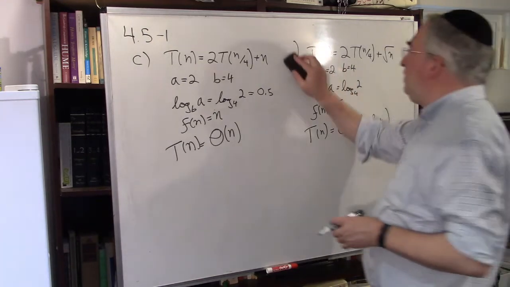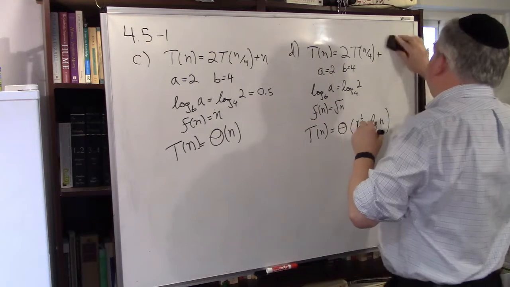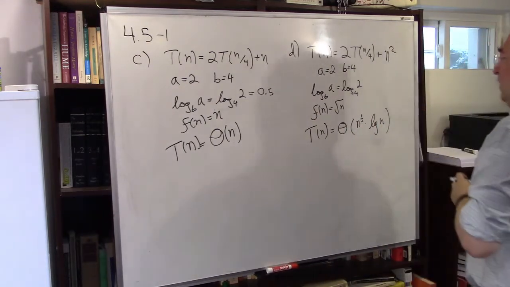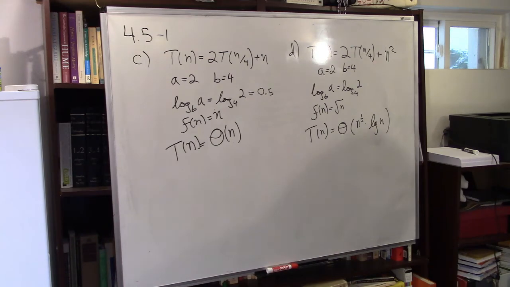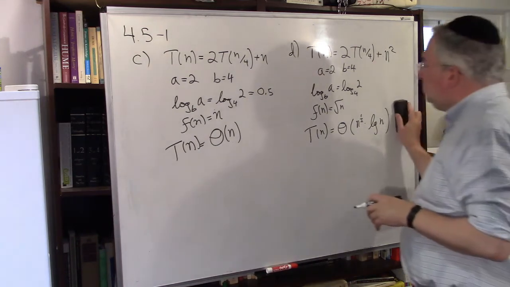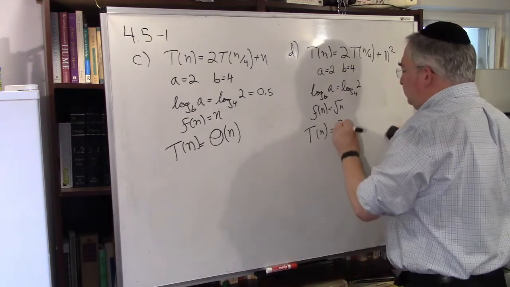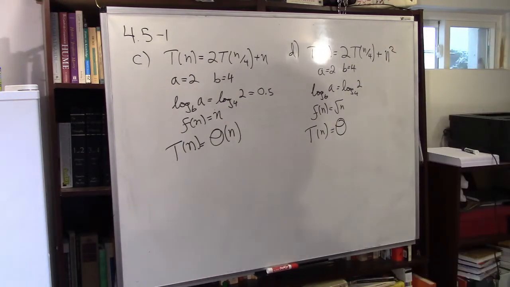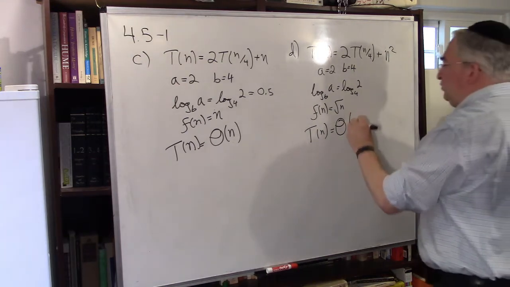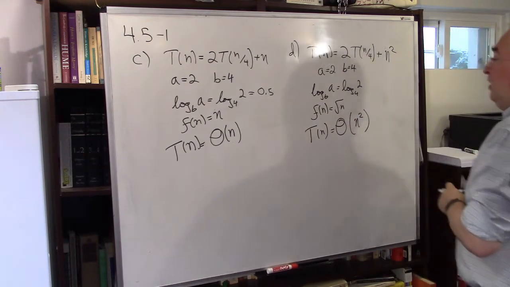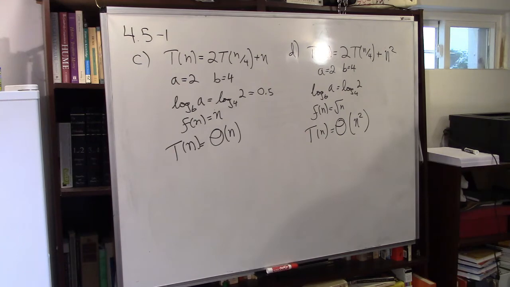D is n squared. So let's do D. Again, a and b are the same. And here T of n is theta of n squared. So this is again case number 3. Good. Next.